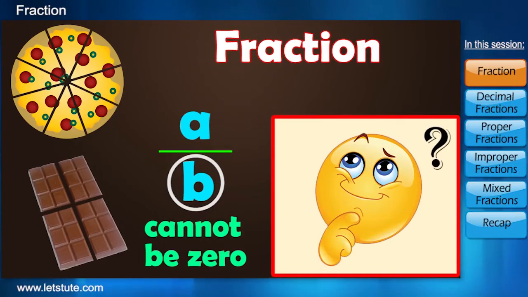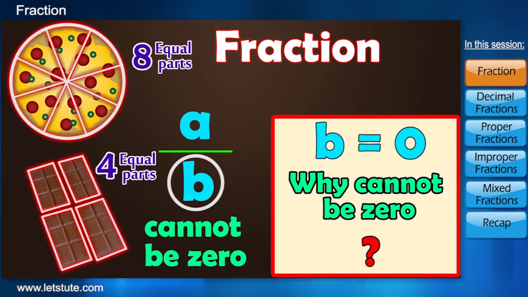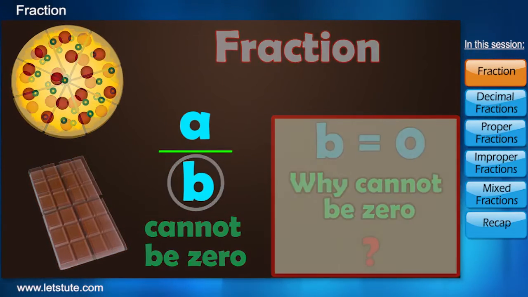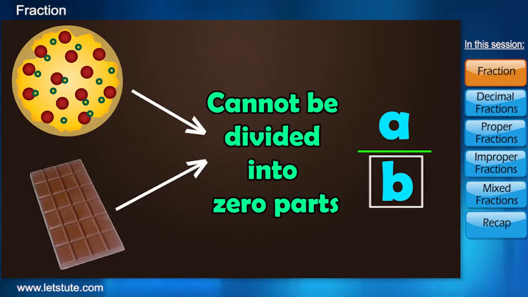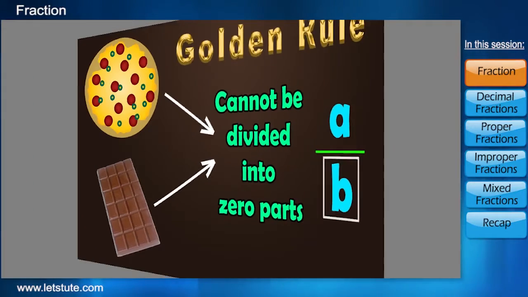Confused? But why can the denominator not be 0? Basically, what is the denominator? Denominator is the total number of equal parts in which the whole is divided, right? But if we cannot divide anything into 0 parts, we cannot give any part to anyone, and hence the denominator of a fraction can never be 0. This is one of the golden rules of mathematics.